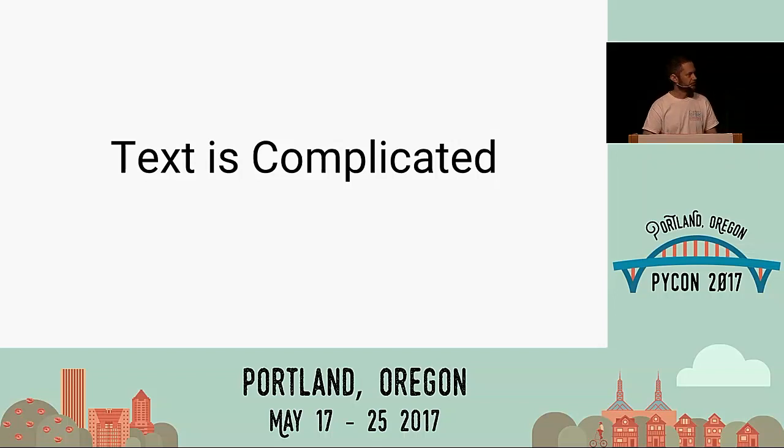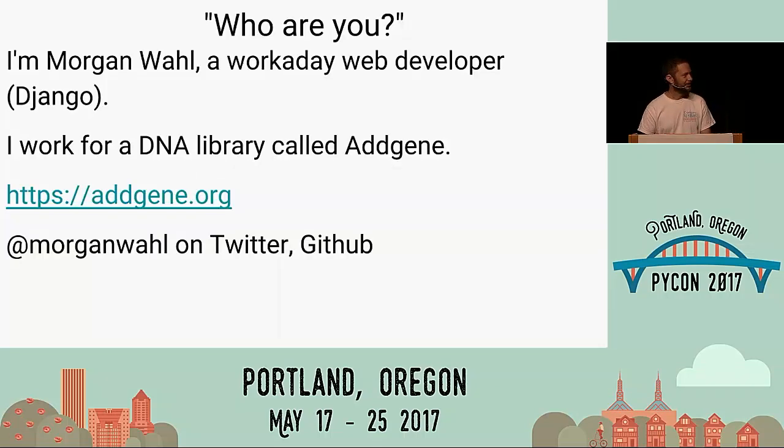I changed the title slightly from what's in the program. It's a little simpler. So who am I? My name is Morgan Wahl. I'm a web developer using Django and Python for about 7 years now. I work for an organization called ASCII. We're a library of DNA for molecular biologists. And that's the last I'm going to talk about DNA.